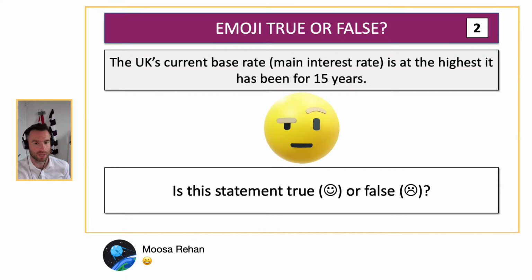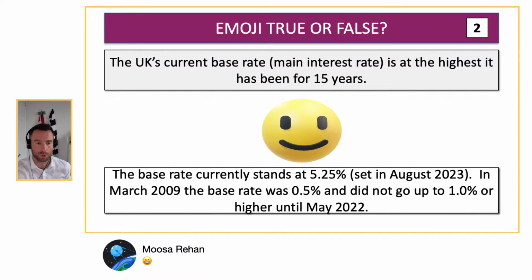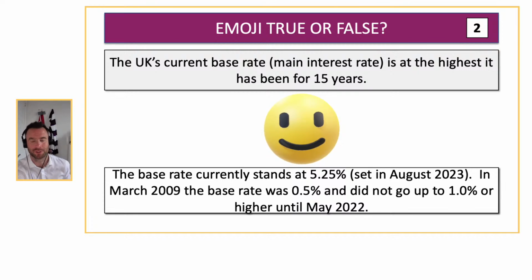Right, shall we take a look at the answer? Really important, of course, with regard to our discussions of monetary policy, how we manage the rate of inflation, or rather, I should say how the Bank of England manages the rate of inflation in the United Kingdom. So, currently stands at 5.25%, set in August 2023.